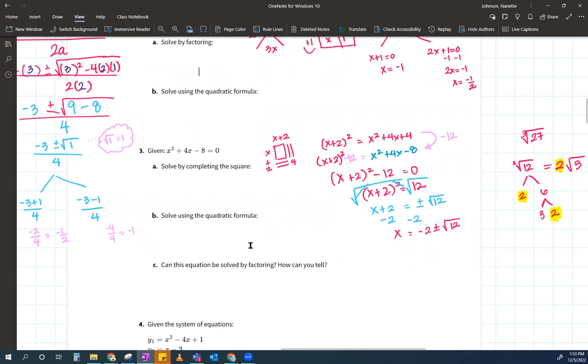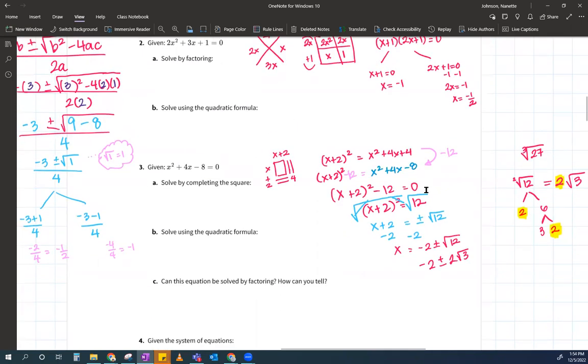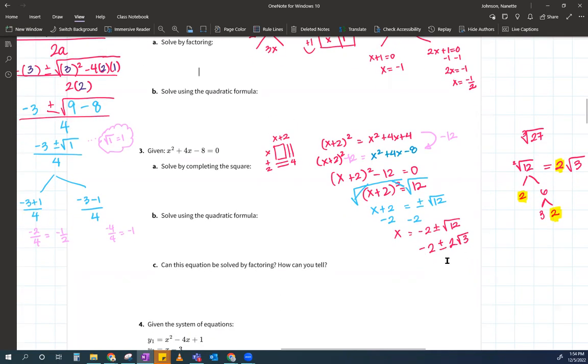Okay, I'm running out of time, so I'm not going to do the quadratic formula. You all know how to do it. But I want to get to this question, which says, can this equation be solved by factoring? And you look at this answer, which I'm going to simplify to -2 plus or minus 2 square root of 3. Do you think you could do this kind of work and have an answer come out like this?